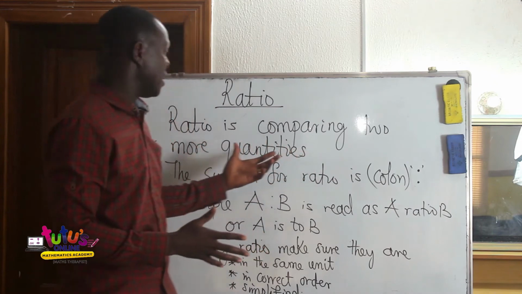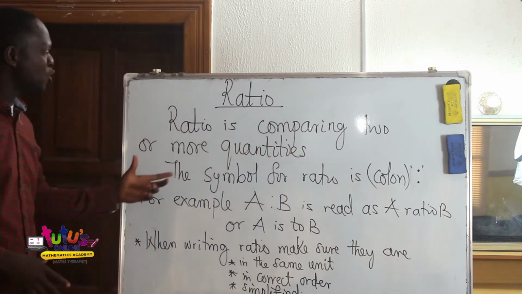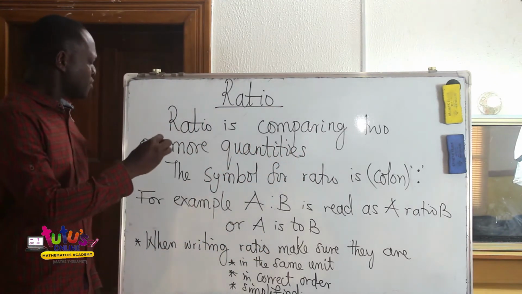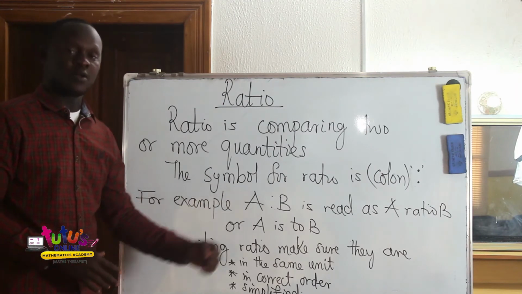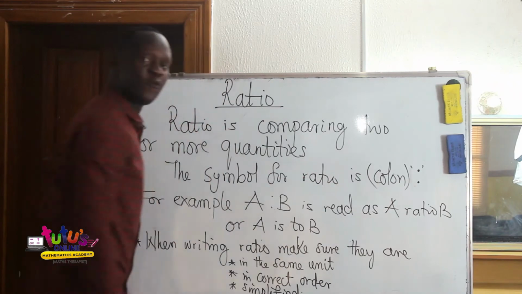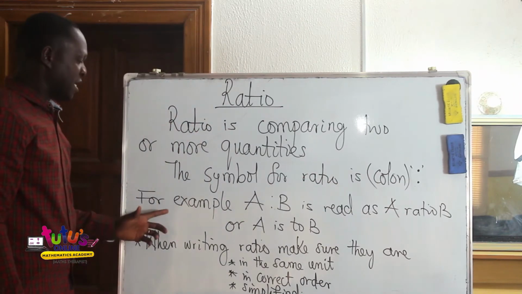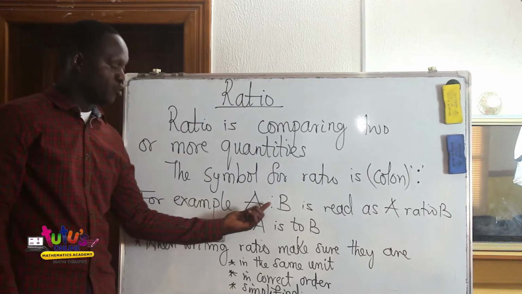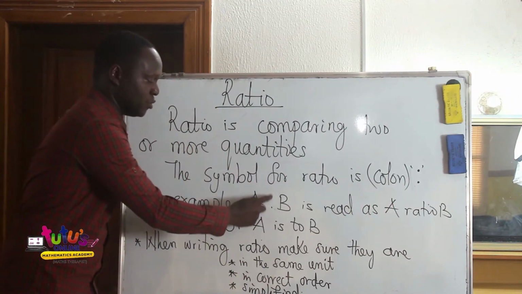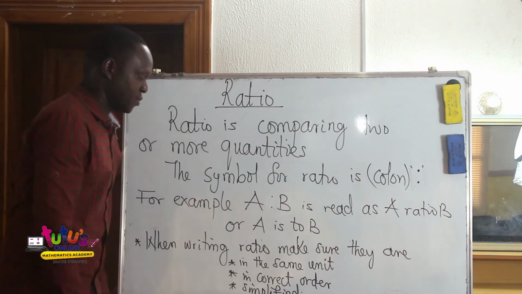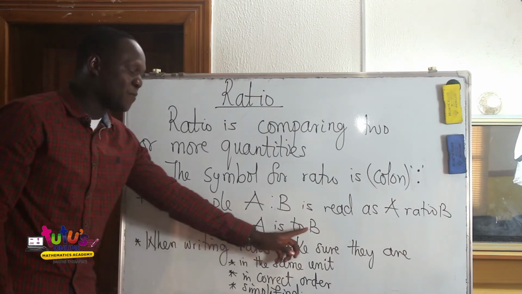Like I've written here, ratio is comparing 2 or more quantities. The symbol for ratio is colon, these 2 points here. That's the symbol for ratio. Now, for example, when you have A ratio B, it is read as A is to B.